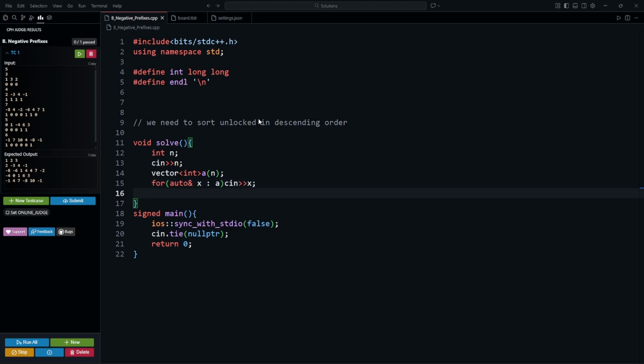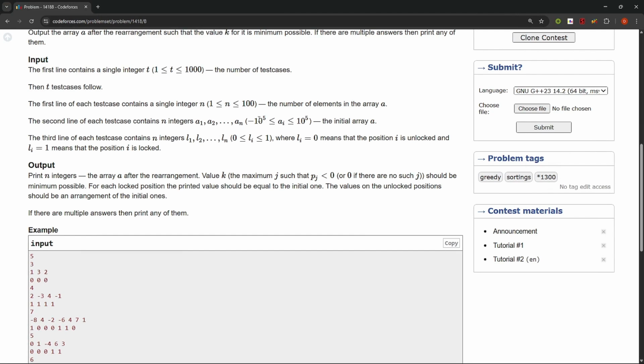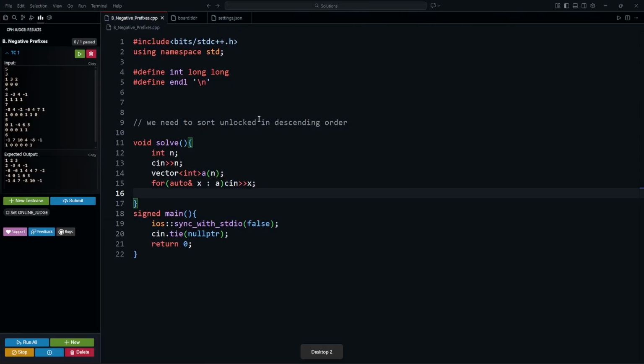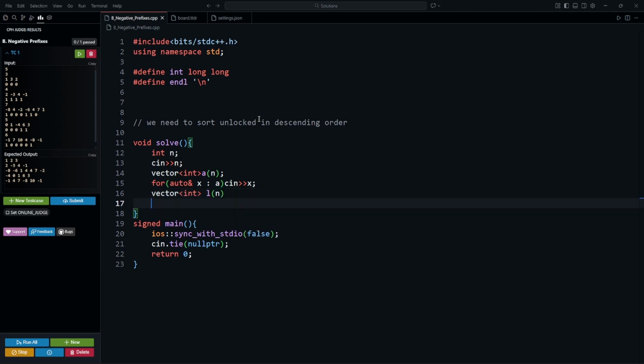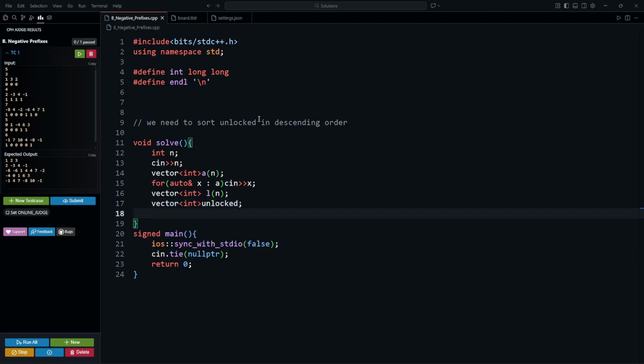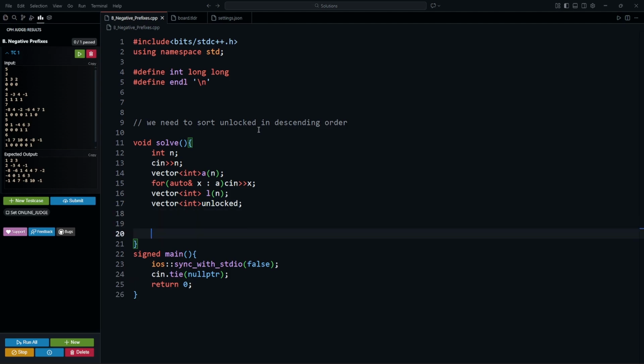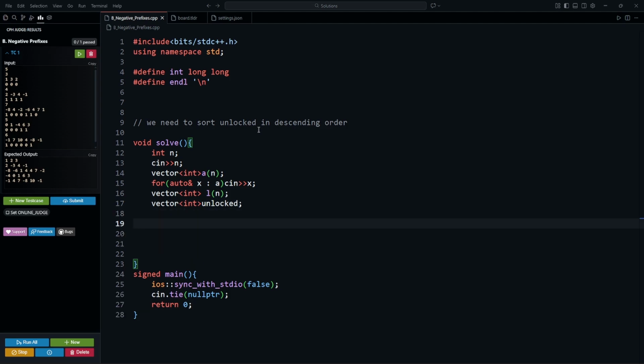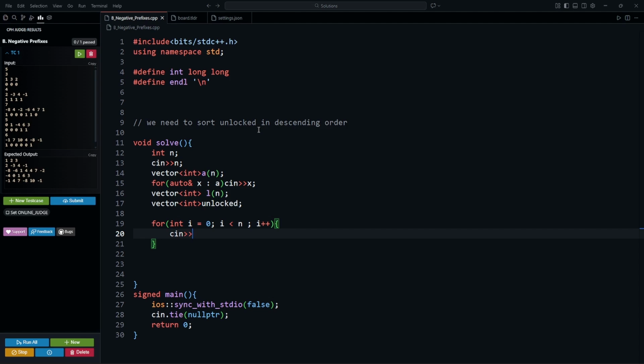And the third line was supposed to be l of i is 1. That means the position is locked, otherwise the position is unlocked. So we'll be taking this vector int l of n, and to actually sort the unlocked, we need to store them separately, right? So let's store them separately in a different vector, and so int i equal to 0, l of i.